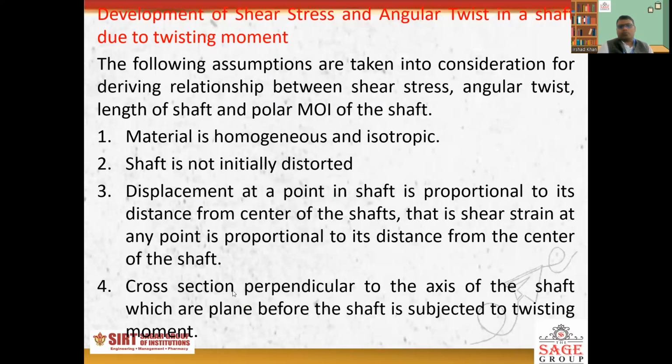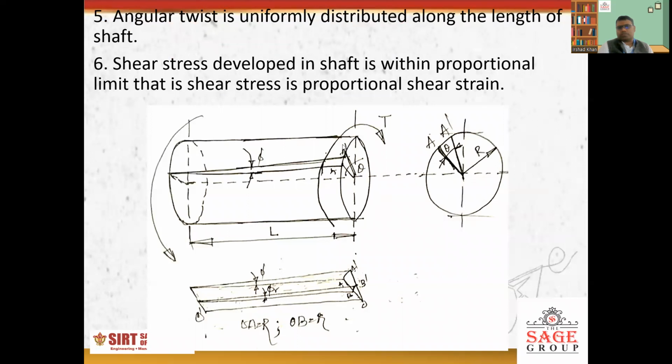The fourth one says that this cross section is perpendicular to the axis of the shaft before and after applying the angle of twist. So you can see this part, this should be proportional. This is the initial radius, and this plane must be perpendicular to the axis of the shaft. Another thing to understand: this is the shaft, having length L and radius R.